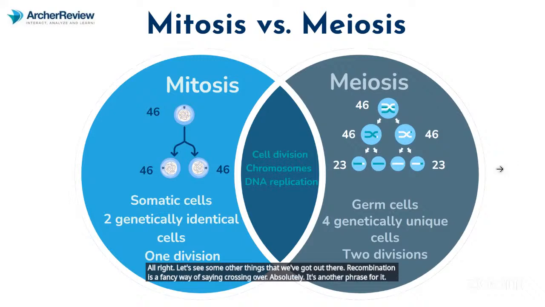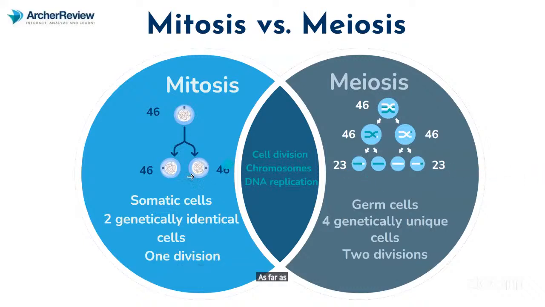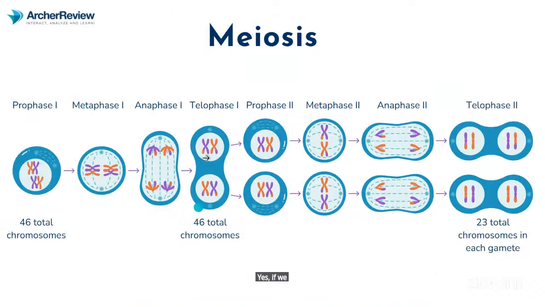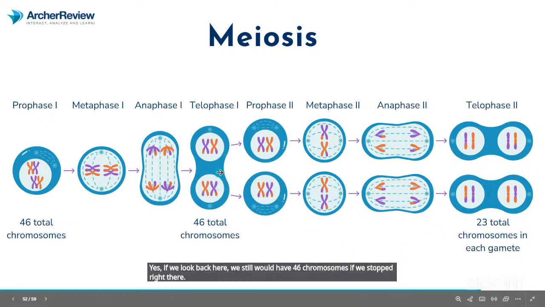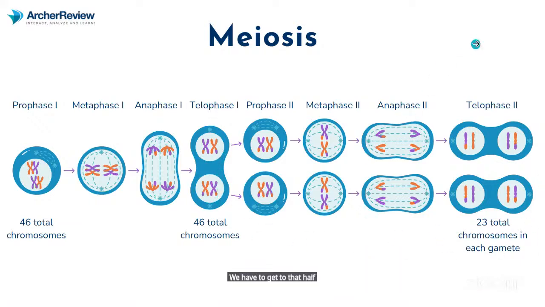As far as in meiosis, half the number of chromosomes happens in the second division. Yes. If we look back here, we still would have 46 chromosomes if we stopped right there. We have to get to that half by going through the second division.